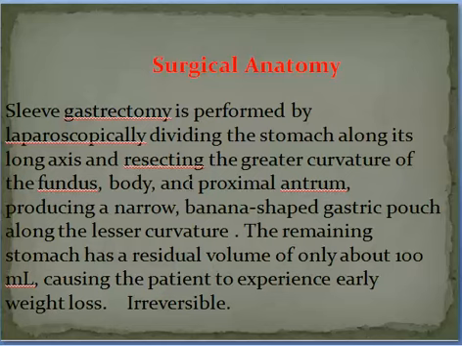Sleeve gastrectomy is performed laparoscopically by dividing the stomach along its long axis, producing a narrow banana-shaped gastric pouch along the lesser curve. The remaining stomach has a residual volume of only about 100 milliliters, causing the patient to experience early weight loss, and it is irreversible.